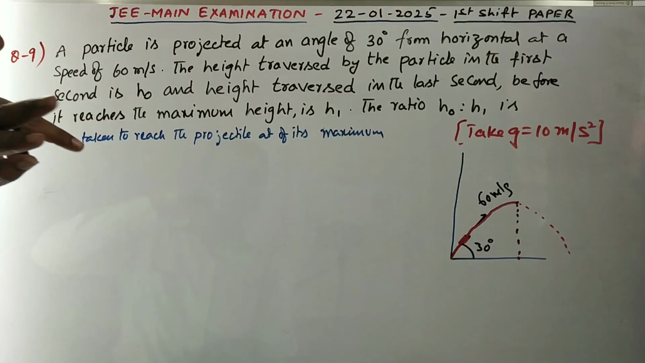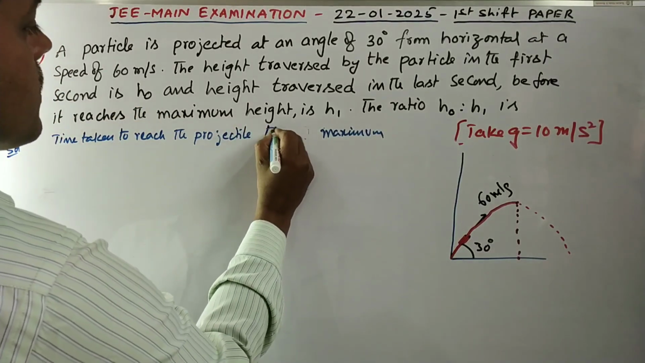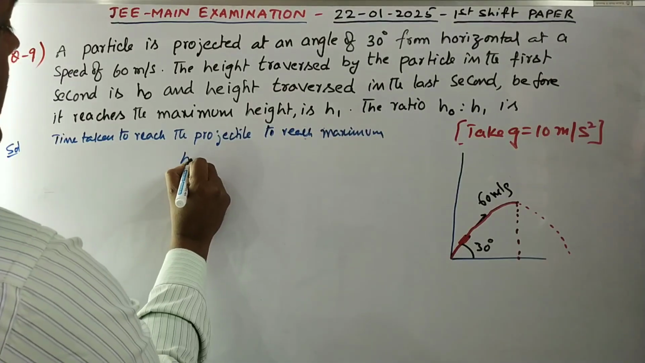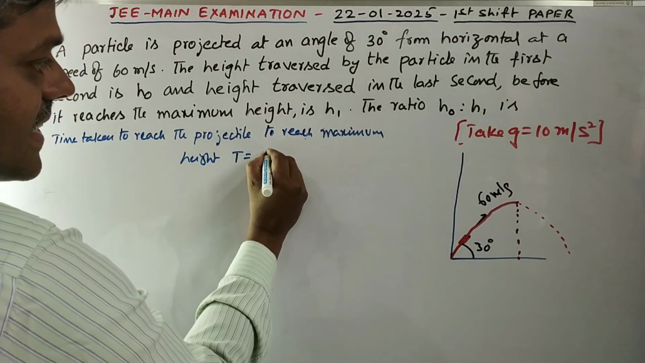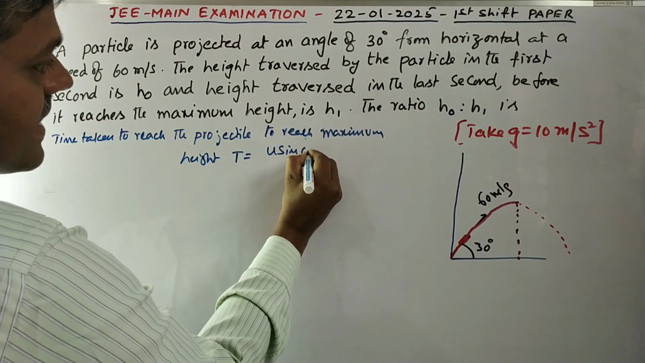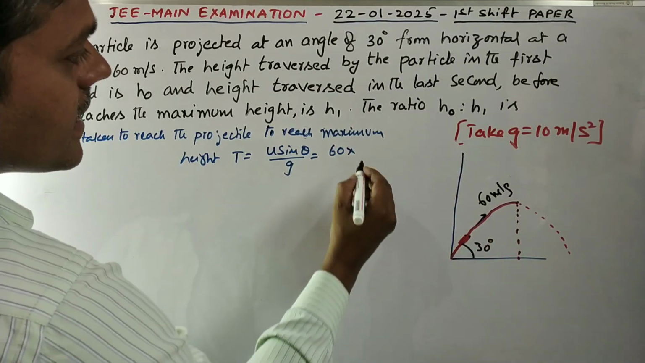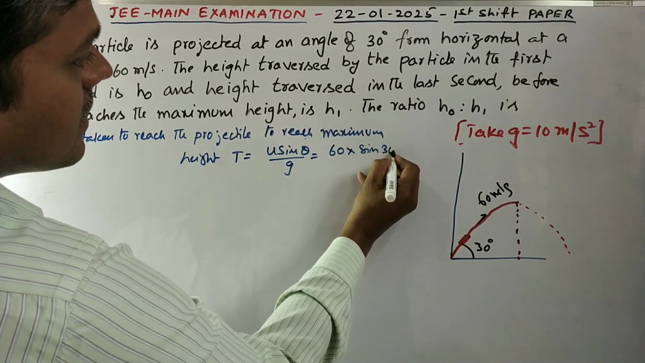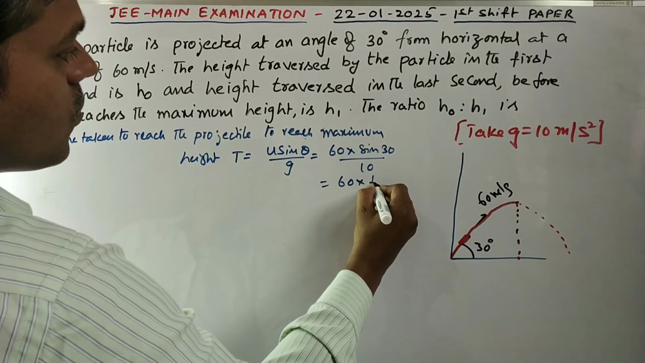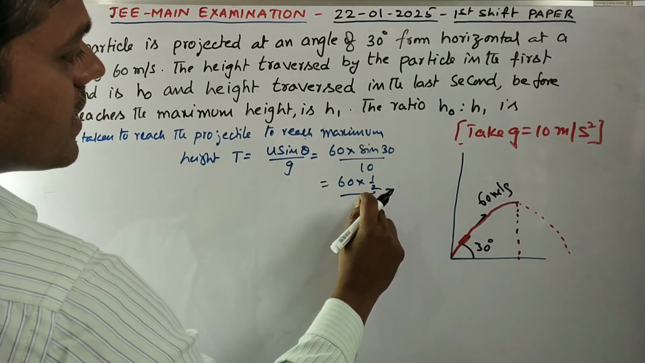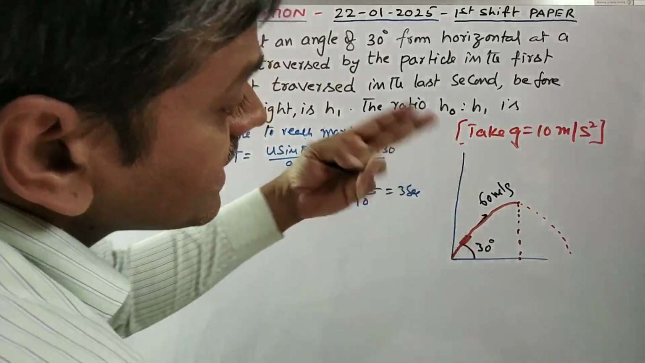Time taken by the projectile to reach its maximum height. What is that? Time of ascent is equal to u sine theta by g. U is equal to 60, sine 30 by g, where g is equal to 10. So 60 into 1 by 2 by 10 equals 30 by 10, that means 3 seconds. That means the body reaches its maximum height in 3 seconds.